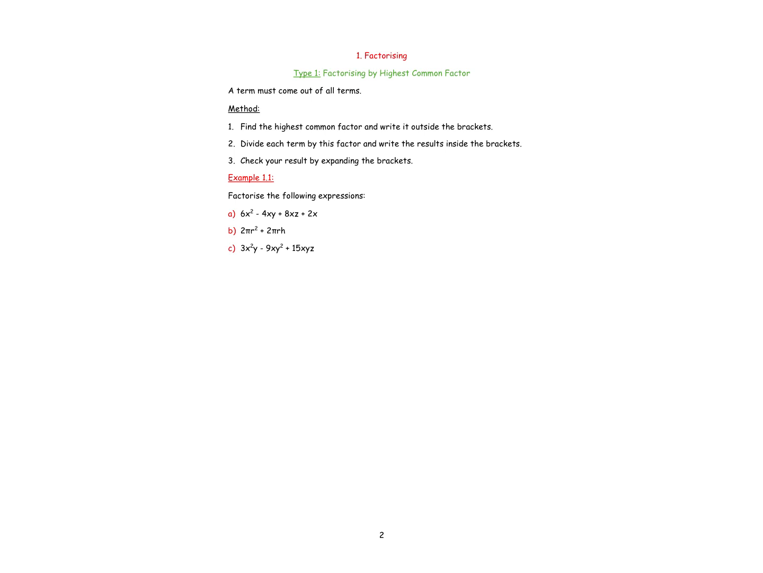So looking at the example 1.1 that I have here, I have three different types of expressions, and it says factorise each of the following expressions. I'm going to begin with A, and A here is 6x squared minus 4xy plus 8xz plus 2x.